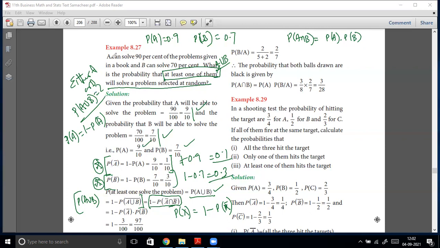Now these two events are independent events. One fellow solves the problem doesn't mean another fellow cannot solve. Both of them are breaking their heads separately. This fellow is working in his home, the other fellow in his own home. So they are independent events.